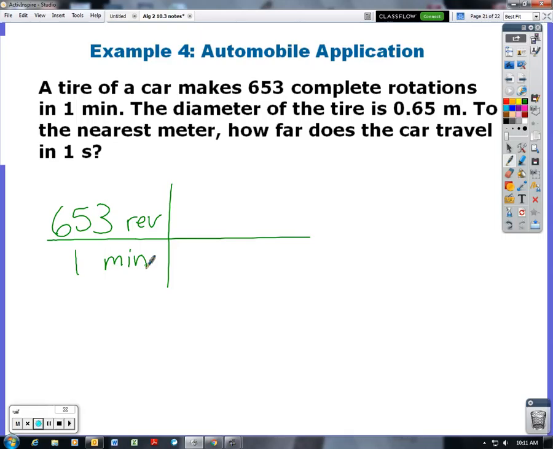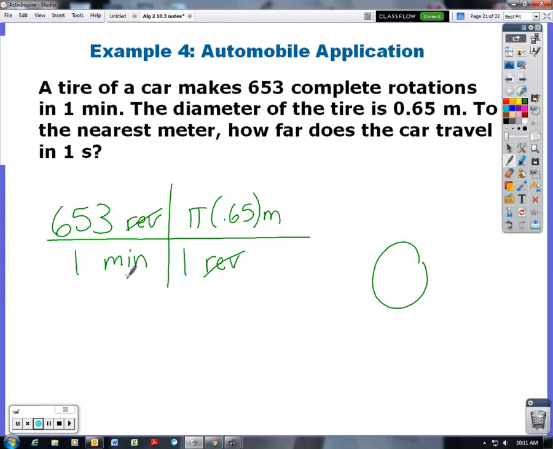So 653 revolutions. Oh yeah, let's convert revolutions to, in this case, meters. So 1 revolution, if you go 1 time around the tire, that is going to be its circumference, which is 2 pi r, or in this case, pi d. So pi times the diameter of 0.65 meters. Every revolution it goes, it travels this far. The wheel moves the length of its circumference. The revolutions will cancel.